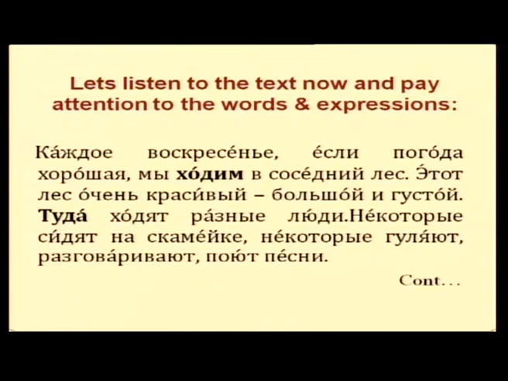Please pay attention to the next line. Туда ходят разные люди. Here we have used the conjugated form for они for ходить, that is why we have used туда ходят разные люди. Different kinds of people go there. Некоторые сидят на скамейке, некоторые гуляют. Many of them sit on the bench, and a few of them walk around. Разговаривают, поют песни. They talk with each other and sing songs.